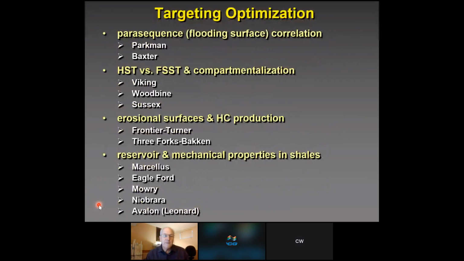So I'm going to go through 4 aspects today. One is using flooding surfaces to correlate parasequences. Then I'll move to compartmentalization in highstand systems tracts versus falling stage systems tracts. Then I'll move to the relationship of hydrocarbon saturation and production relative to erosional surfaces, and then finish up with some shale examples, looking at the variability in reservoir mechanical properties within a sequence stratigraphic framework, and using that information to target the best horizontal zone.